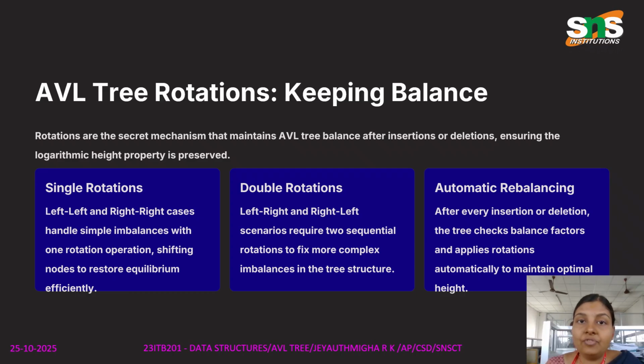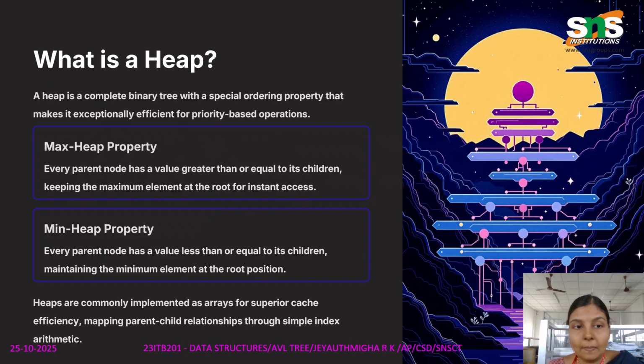Automatic rebalancing: after every insertion or deletion, the tree checks balance factors and applies rotations automatically to maintain optimal height. What is a heap? A heap is a complete binary tree with a special ordering property that makes it exceptionally efficient for priority-based operations. There are two types, maximum heap property and minimum heap property.